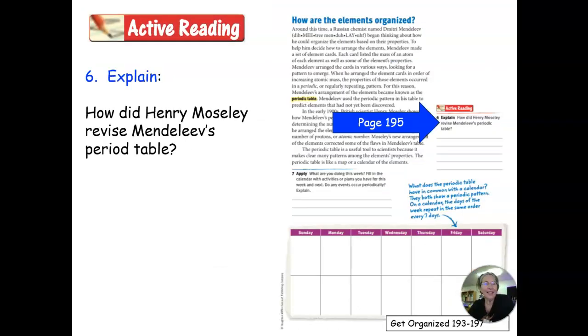Okay, number 6. How did Henry Moseley revise Mendeleev's periodic table? Yeah, you're going to have to read. Sorry. Active reading. Apologize.